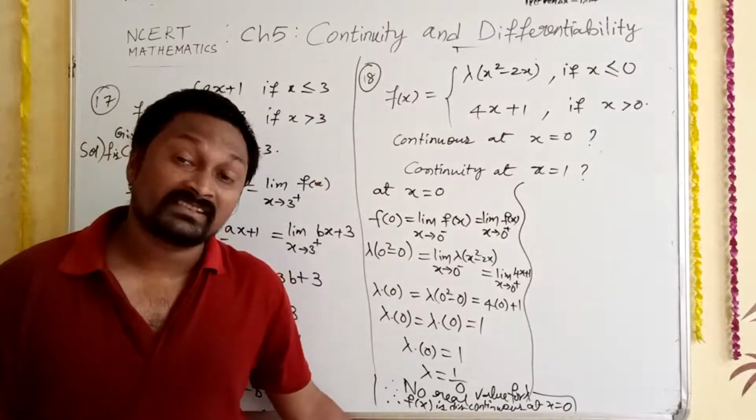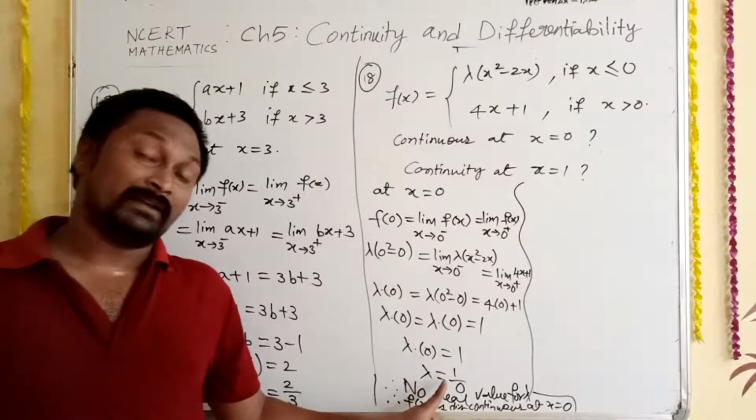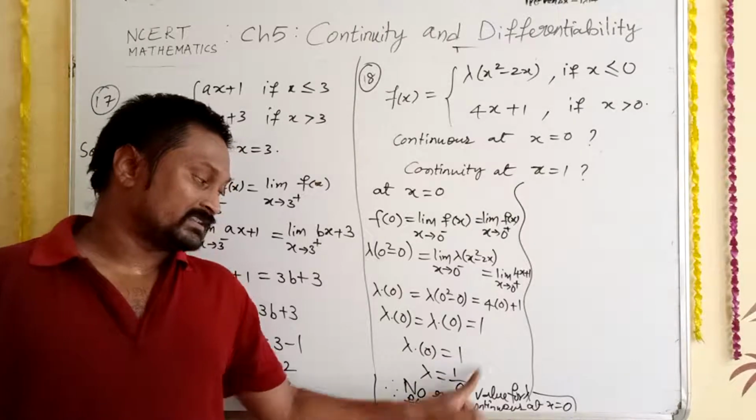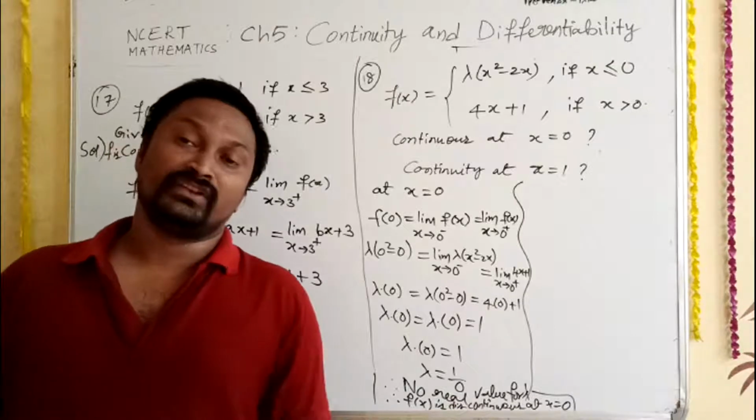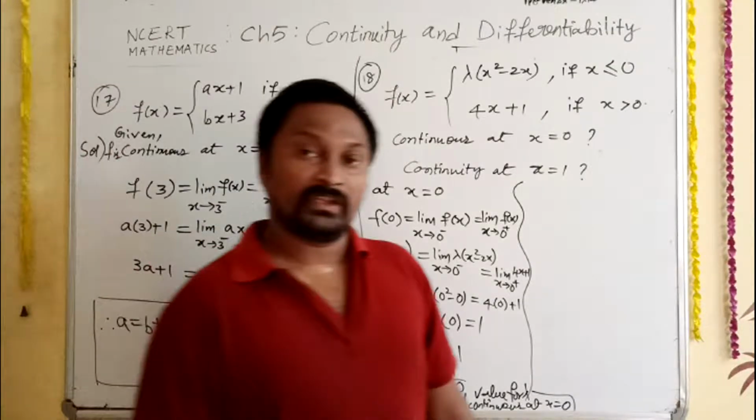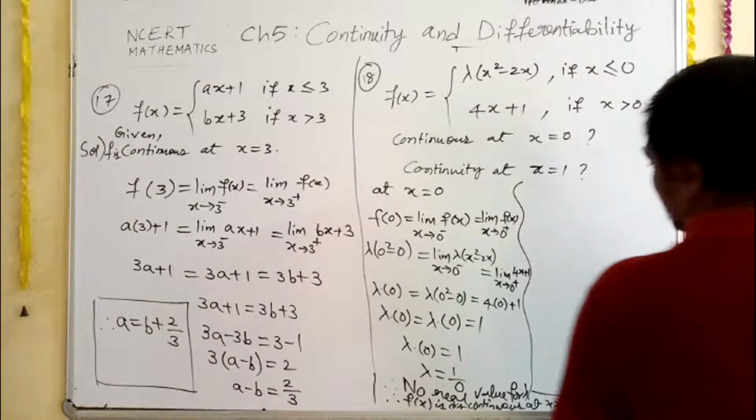When lambda is equal to 1 upon 0, when there is no real value, then we can say that it is discontinuous. Okay. So I hope you all understood this, and let us go for the next one now.